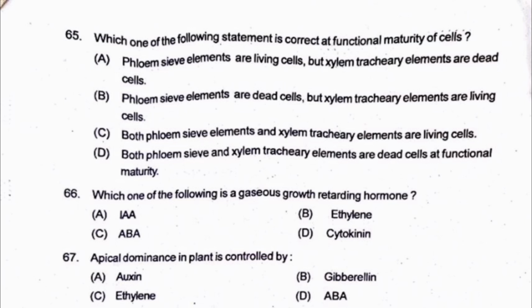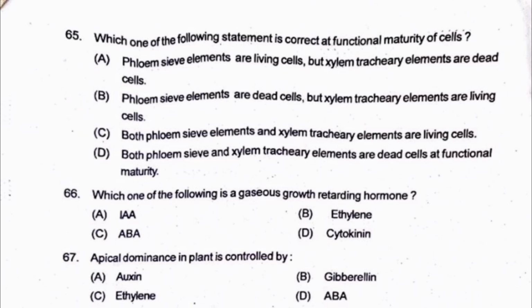So, in plant anatomy, sieve tube elements, also called sieve tube members, are a highly specialized type of elongated cell in the phloem tissue of flowering plants. Xylem vessels are water conducting vessels. They are dead when mature, but sieve elements are living cells. So, here the correct answer is option A. Phloem sieve elements are living cells but xylem trachea elements are dead cells at their maturity.